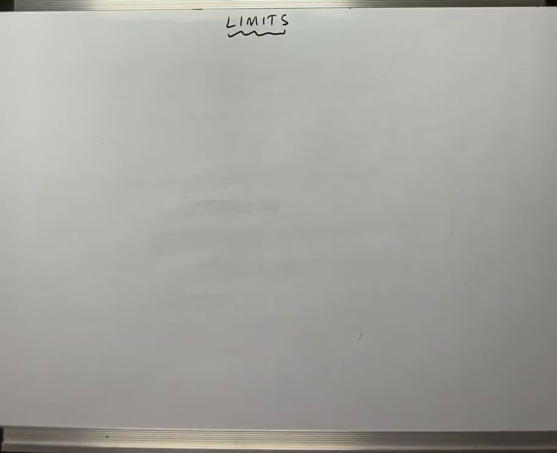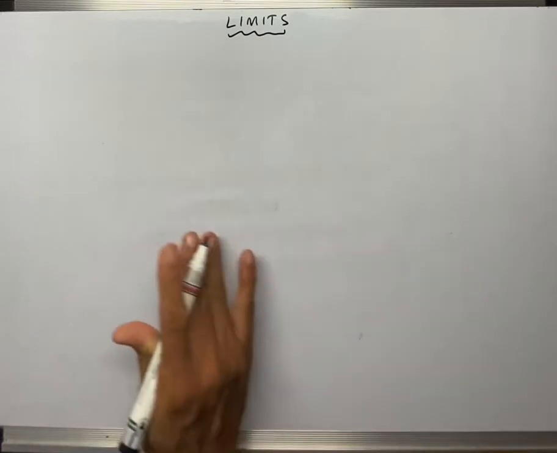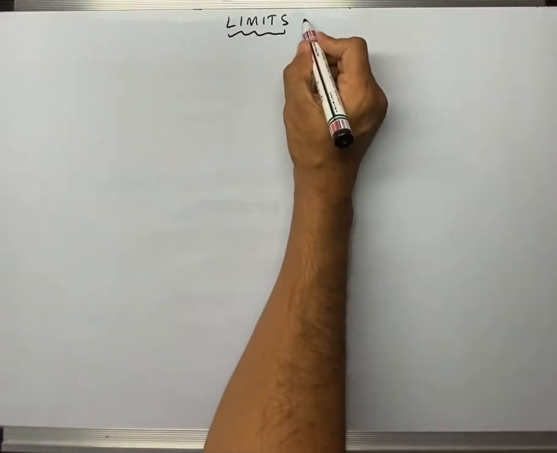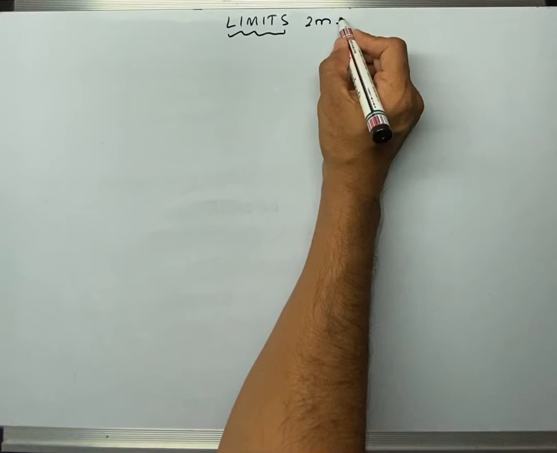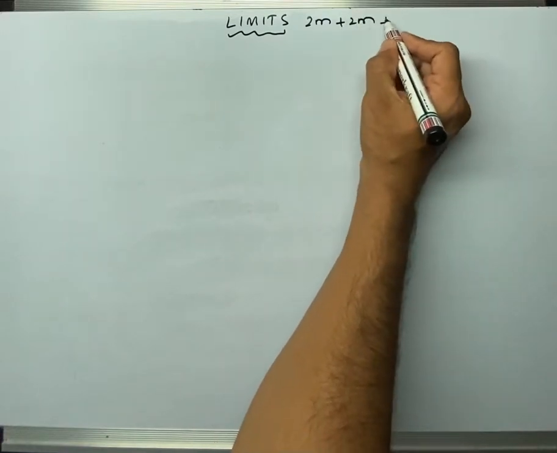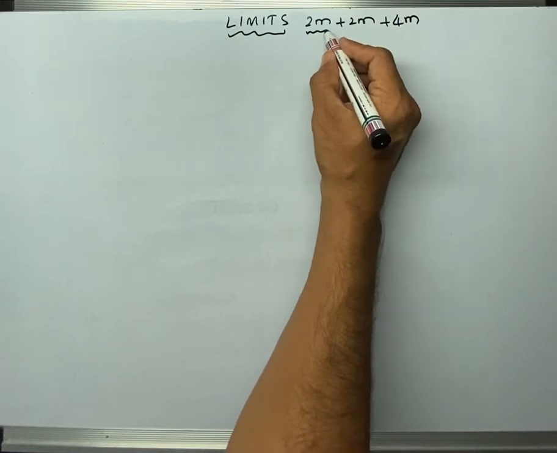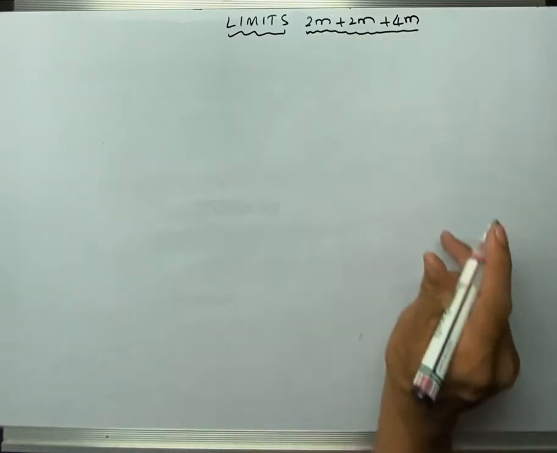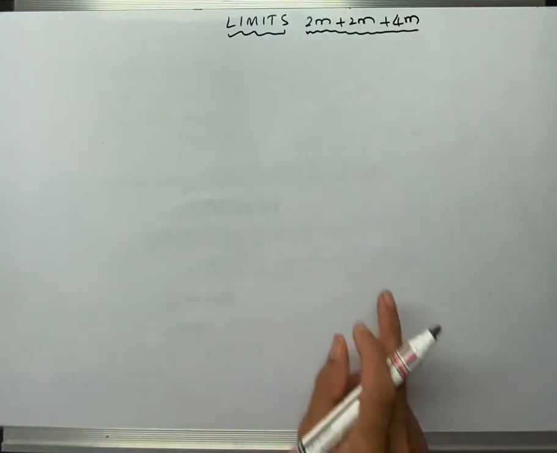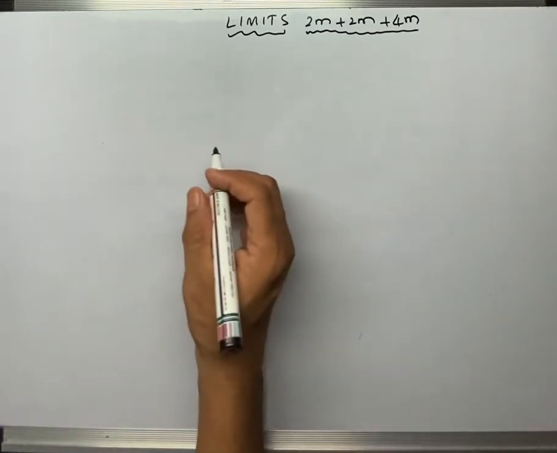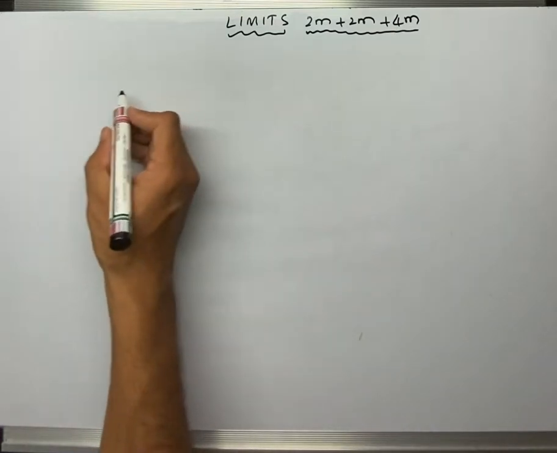So for inter first year, we are starting a new unit named limits. From this unit, you will have one 2 marks question, one more 2 marks question, and one 4 mark question. It is also helpful for doing derivatives in the next unit. So in limits, the weightage of marks is 8.